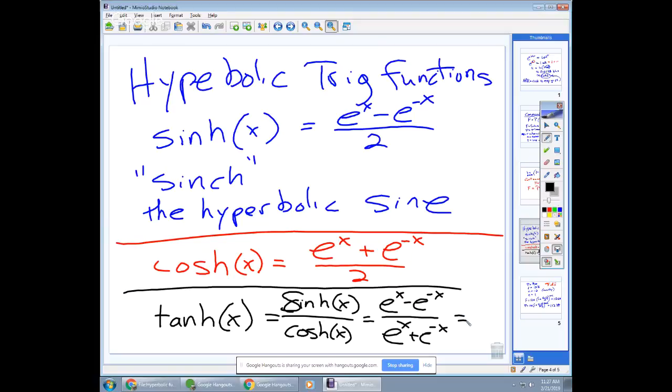And it turns out there's another cute version of that. If you multiply top and bottom by e to the x, you would get e to the 2x minus 1 over e to the 2x plus 1. So there's a ton of interesting algebra you can do on these, but sometimes you'll see hyperbolic tangent expressed this way, sometimes that way. It just depends on which is more useful. Some interesting identities.